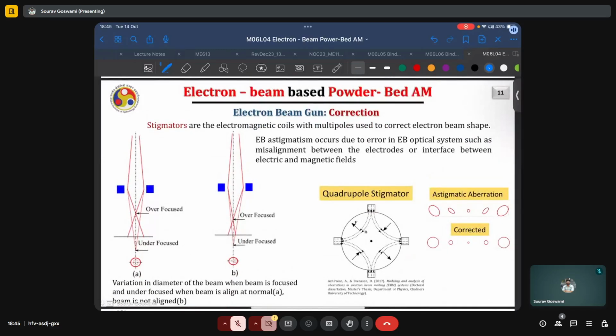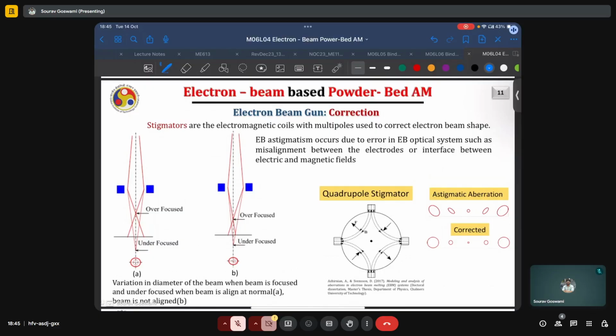Since this is also a beam-based method, there will also be other associated defects which are typically associated with the beam, such as change in diameter of the beam when the beam is focused, under focused, and over focused. Second, when the beam is focused or deflected far away from the optical axis, there will be a change in the cross section. And because of this change in cross sectional area, there will be a change in the energy intensity distribution, which can lead to changes in the print characteristics of the bead which is finally getting printed.